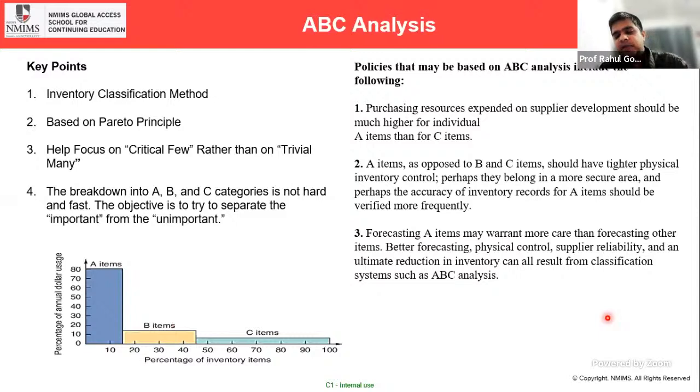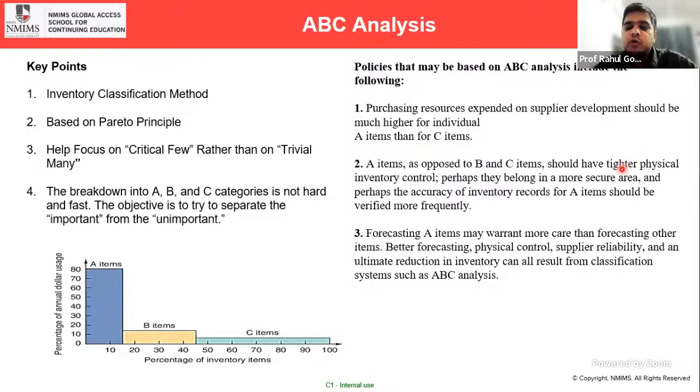Okay, so ABC, one of these we had seen in detail. I mentioned that this is based on the Pareto Principle: critical few, trivial many. And in terms of inventory control, for example, an organization may decide that they're going to spend most of their purchasing resources on A class items rather than on C class items.